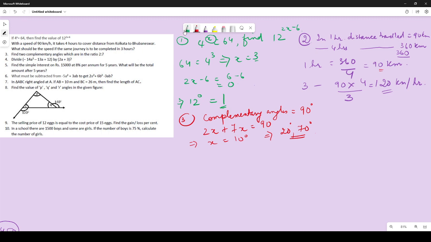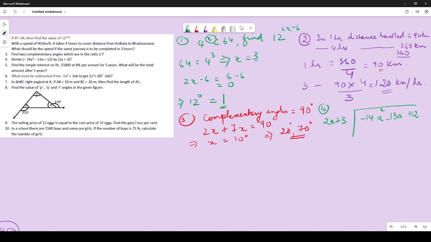Okay, now let us take up the next question, which is question number 4. For question number 4, we have to divide minus 14a square minus 13a plus 12. We need to divide it by 2a plus 3. Now remember, this is a binomial that we are using. So with the binomial, you have to do it in the long division method.